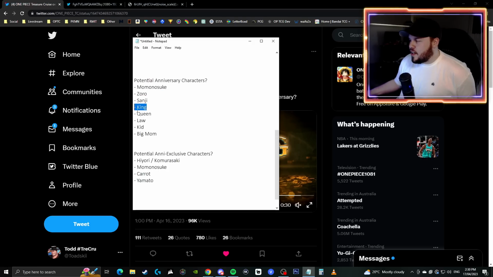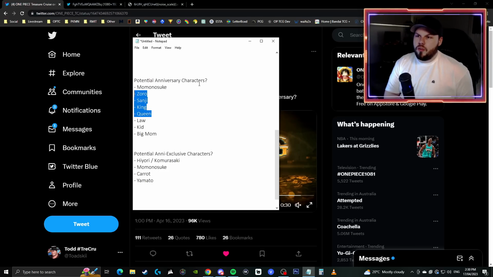Zoro and Sanji alongside King and Queen. A lot of people have been pushing these for anniversary, and I think that is quite possible, to be honest. Zoro, Sanji, and King and Queen have been pretty big in the anime as of late, and of course, the climax of those battles will be coming to the forefront relatively soon.